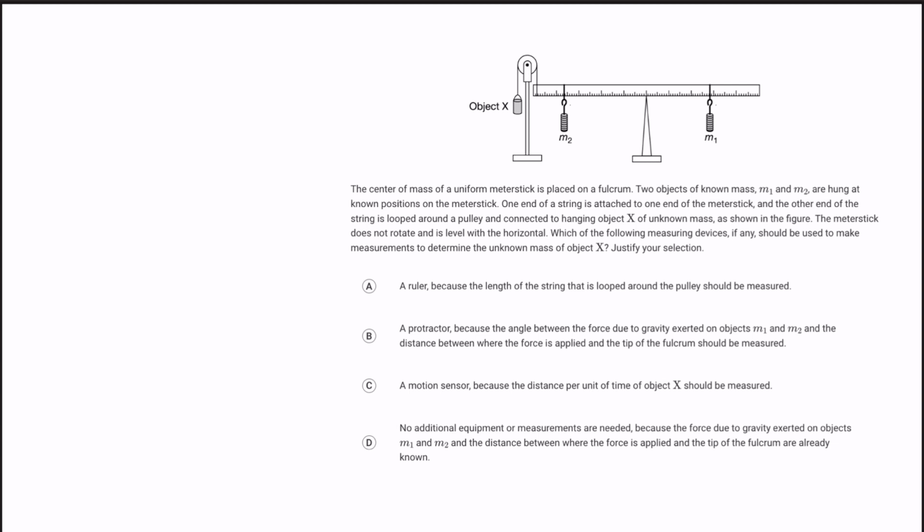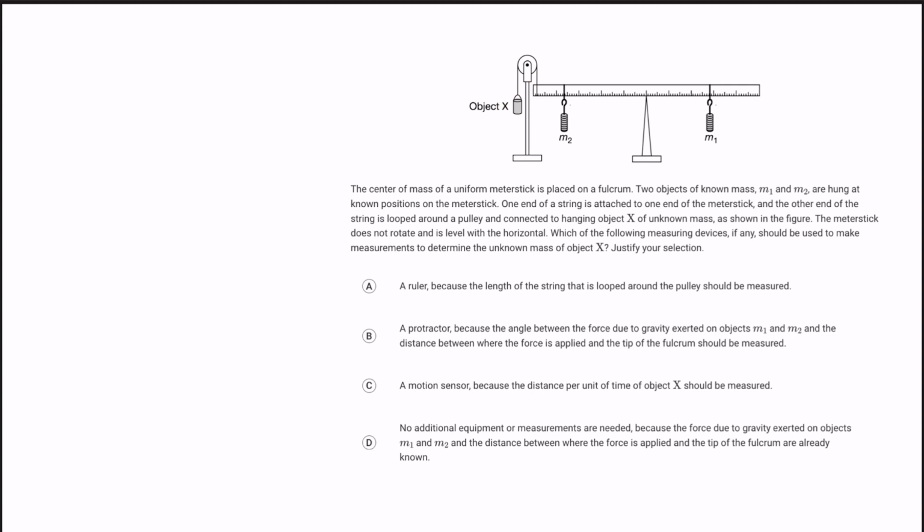Which of the following measuring devices, if any, should be used to make measurements to determine the unknown mass of object X? It would be nice if we could just cut it off and put it on a balance, but I don't think that's what they're asking us here. Do we need another measuring device? Well, hold on, because we know already how far away M1 and M2 are from the axis of rotation. We also know how far the force generated or the torque generated by this object is from the axis of rotation, because the actual bar is its own meter stick. All right, so we certainly don't need another ruler. Let's just say it like that, okay?